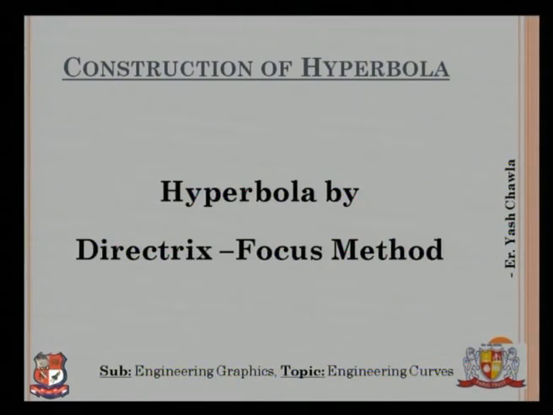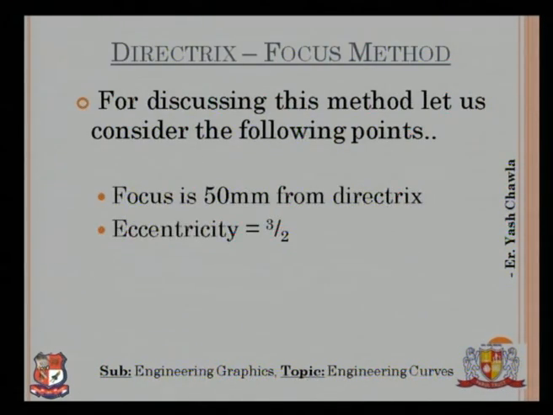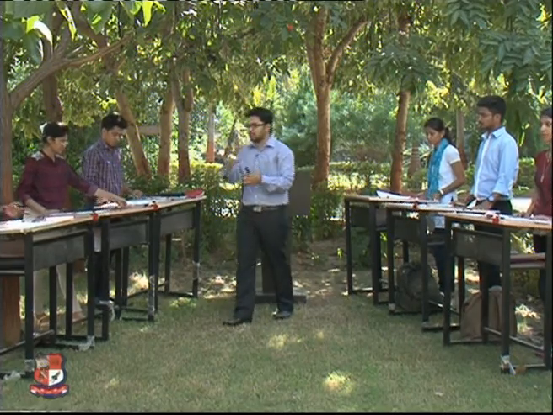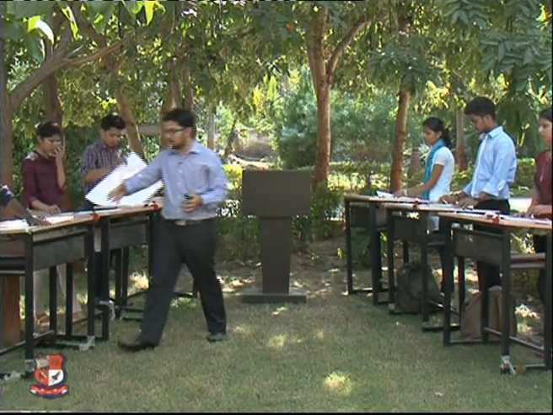So the next method is the directrix and focus method. Now in this again we will have an axis and a directrix. So okay, let's move on. Now in this the focus is given at 50 mm and the eccentricity is given as 3/2. Now let's change the sheets. Just turn the sheets. If you have space you can draw it here, no problem.